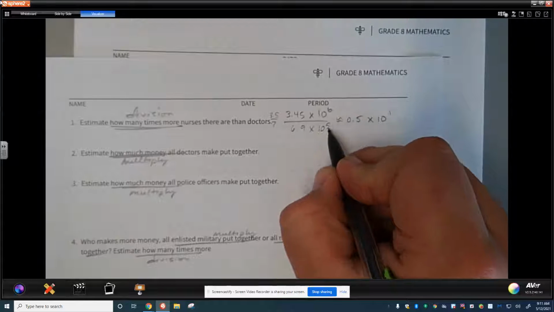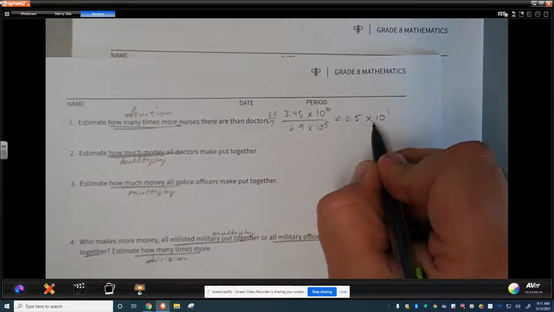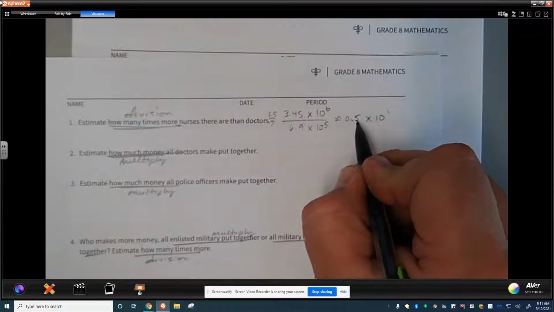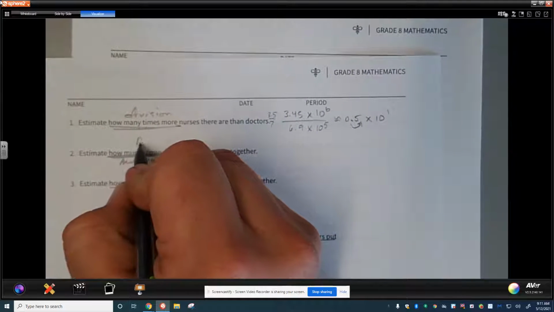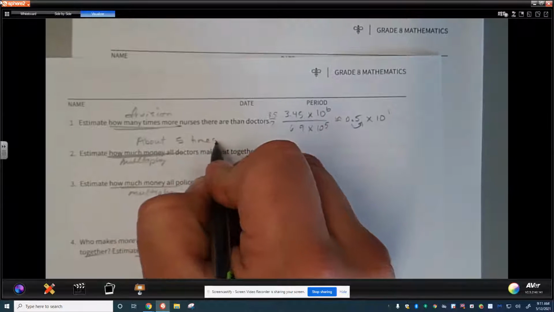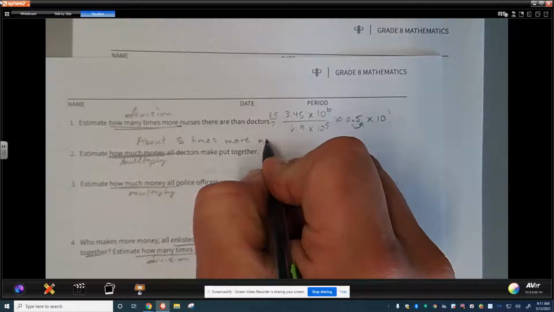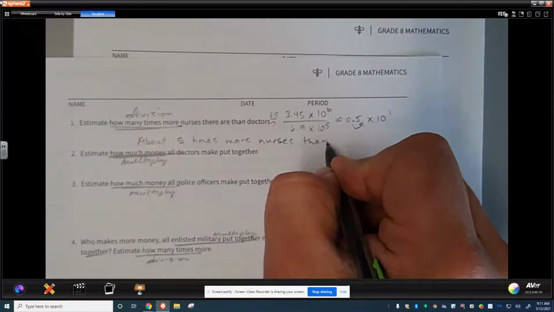Quotient of power says 6 minus 5 on the powers. And then when we work on simplifying these values, we say 5/10 times 10 would be 5 multiplied by 10 one time. And so we'd say there's about 5 times more nurses than doctors.